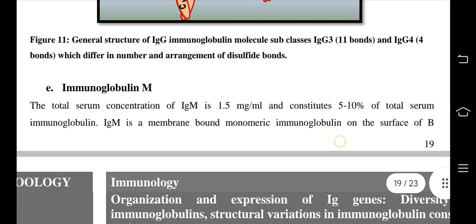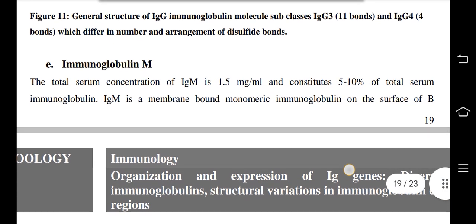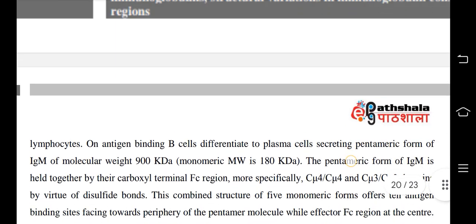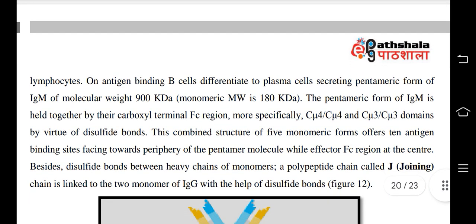IgM is a membrane-bound monomeric immunoglobulin on the surface of B lymphocytes. On antigen binding, B cells differentiate to plasma cells secreting the pentameric form of IgM of molecular weight 900 kilodalton. Monomeric MW is 180 kilodalton.